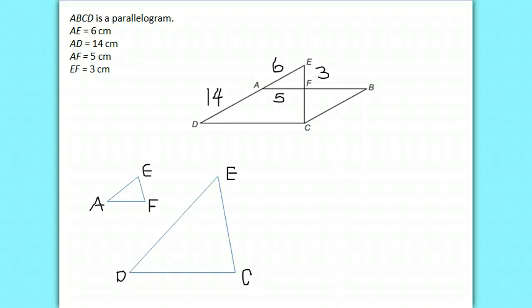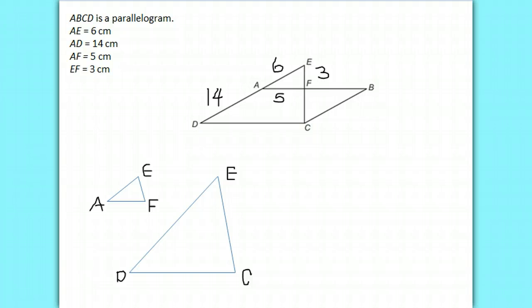Okay, so this is to help you with question 1 of the Geometry Unit 3 test. Here's the information that you have. ABCD is a parallelogram. AE is 6 centimeters, AD is 14 centimeters, AF is 5 centimeters, and EF is 3 centimeters.